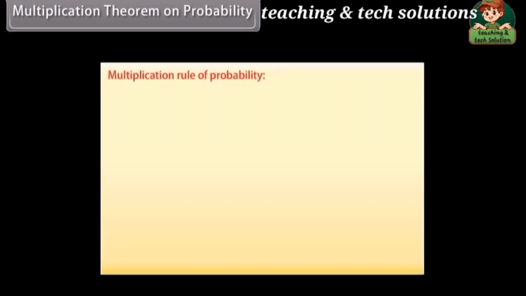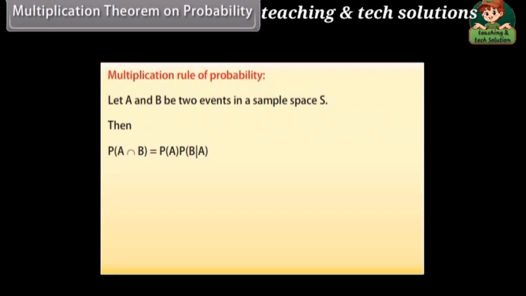Multiplication theorem on probability. Multiplication rule of probability. Let A and B be two events in a sample space S. Then, probability of A intersection B is equal to probability of event A into conditional probability of event B when A is given is equal to probability of event B into conditional probability of event A when B is given, provided probability of event A not equals to 0 and probability of event B not equals to 0.